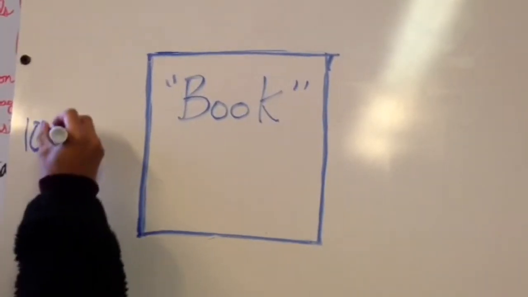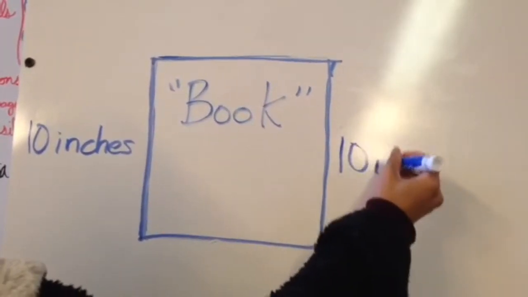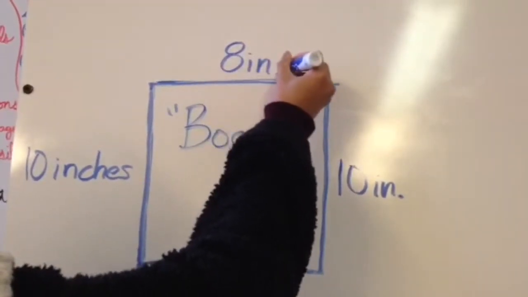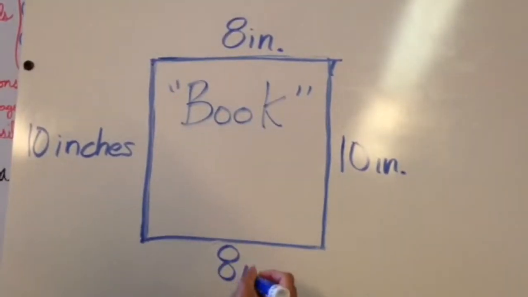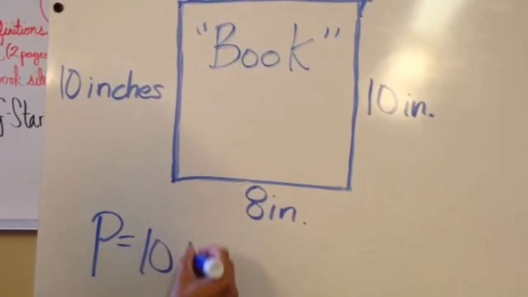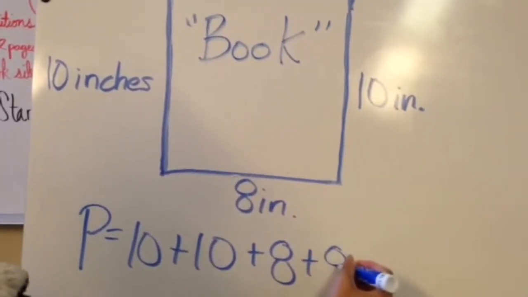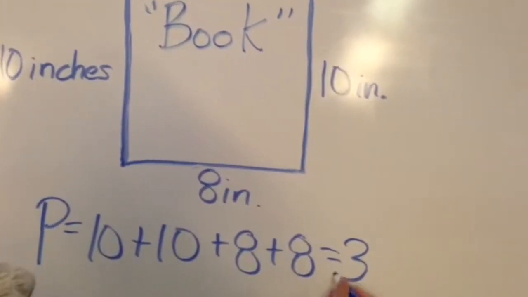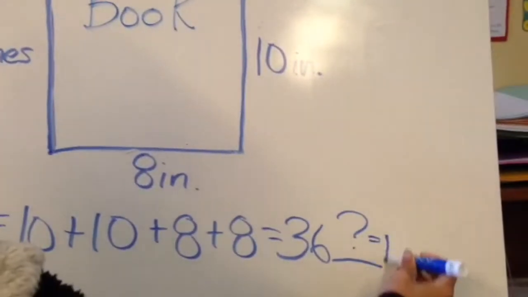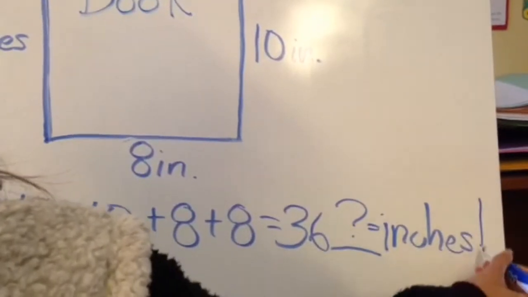For example, this book has 4 sides. 2 sides are 10 inches, and the other 2 sides are 8 inches. Add all these numbers up, and that will give us the perimeter. But don't forget, the answer is not just a number. There has to be a unit. We measured this book in inches, so our answer would be in inches.